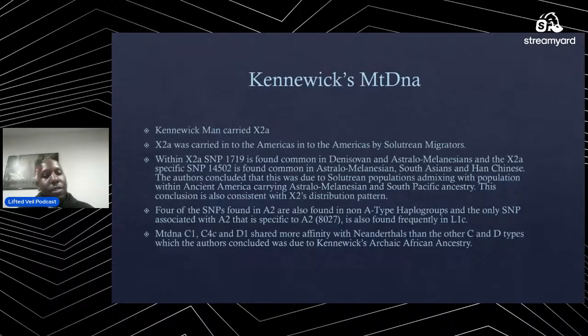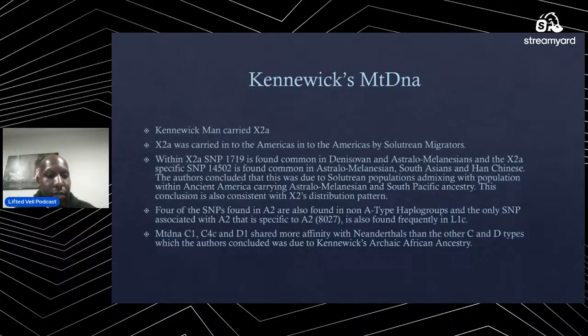But on the side of this Black indigenous community, we often do. So moving forward, 4 of the SNPs found in A2 are also found in non-A type haplogroups. And the only SNP associated with A2 that is specific to A2, which is A27, or 8027, I should say, is also found frequently in L1C.